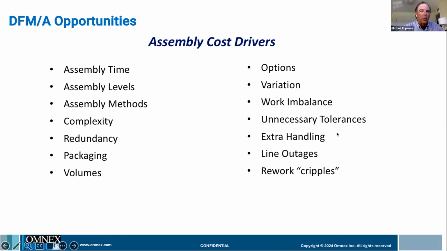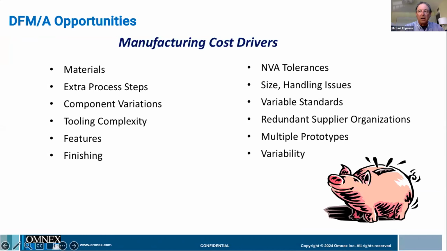And the extra handling, waste, as we know, is the 7 wastes that we covered last week or 2 weeks ago in our Lean Six Sigma discussion. Of course, part availability, line outages for whatever reason, downtime, part supply, and then the rework, huge cost driver. How about on the make side?